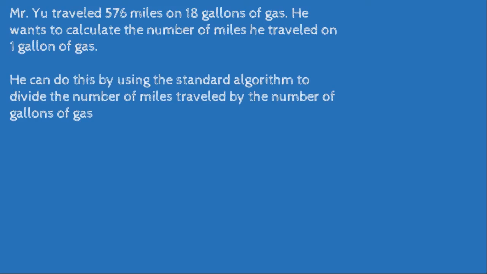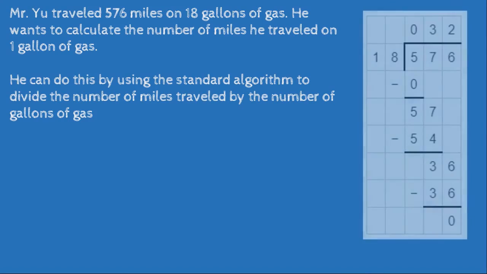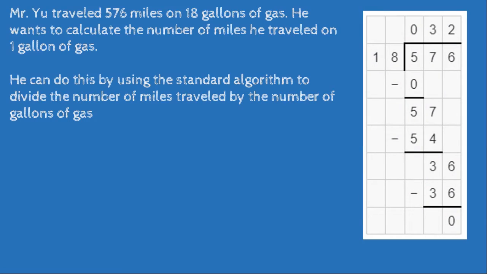Mr. Yu traveled 576 miles on 18 gallons of gas. He wants to calculate the number of miles he traveled on 1 gallon of gas. He can do this by using the standard algorithm to divide the number of miles traveled by the number of gallons of gas. So, again, we can look at the standard algorithm to divide. So we put the number 18 and then we draw the box around 576.